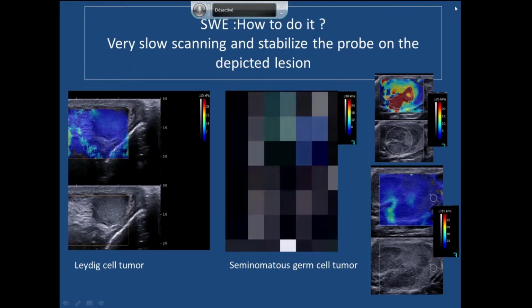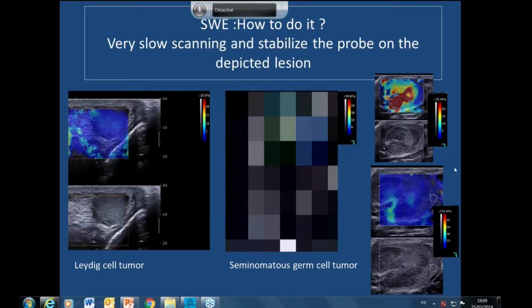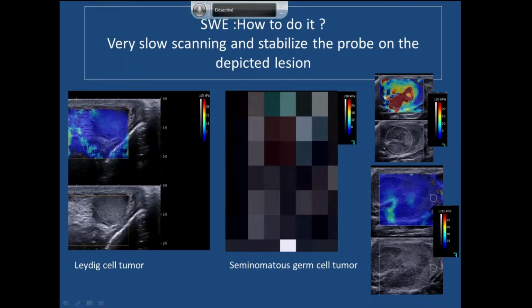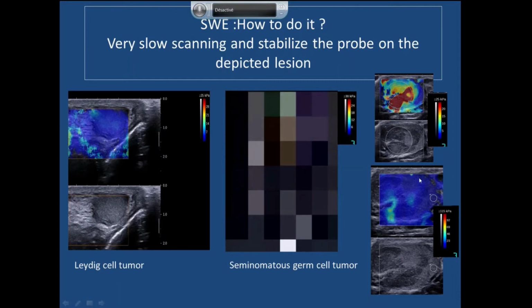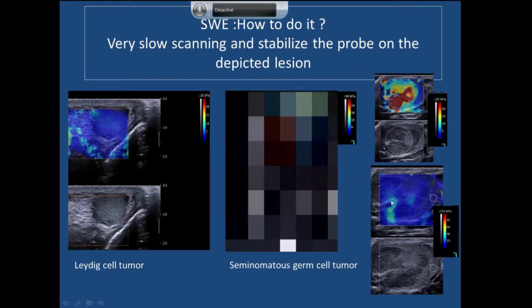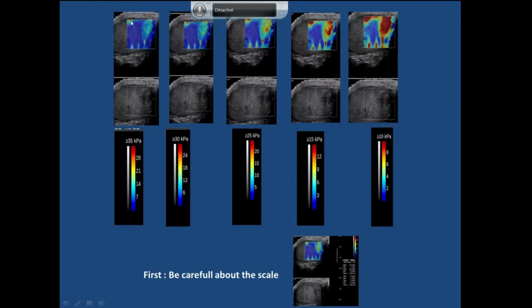This is a result, and you can see that there is an increased stiffness for this seminomatous germ cell tumor, but if the scale is not adapted, you can see that the lesion appears not with a high stiffness, but if you measure it, it's very hard. So you really have to be careful about the scale when you perform shear wave elastography, even if the measure will not be changed.